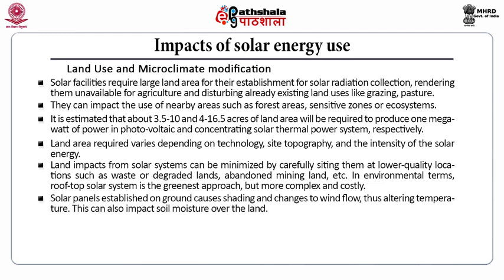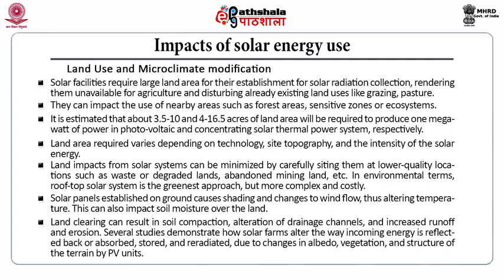Solar panels established on ground cause shading and changes to wind flow, thus altering temperature. This can also impact soil moisture over the land. Land clearing can result in soil compaction, alteration of drainage channels and increased runoff and erosion. Several studies demonstrate how solar farms alter the way incoming energy is reflected back or absorbed, stored and re-radiated due to changes in albedo, vegetation and structure of the terrain by the photovoltaic units.